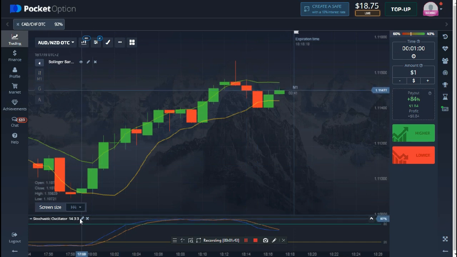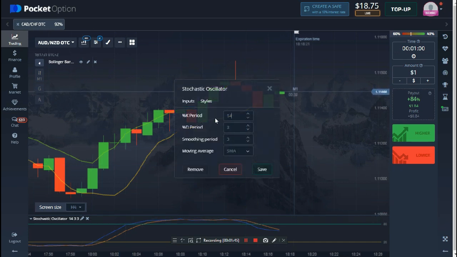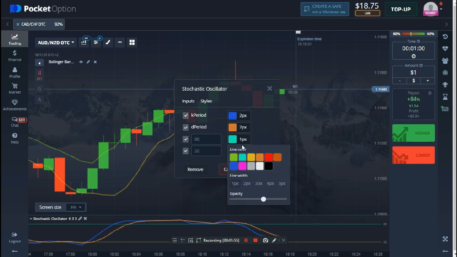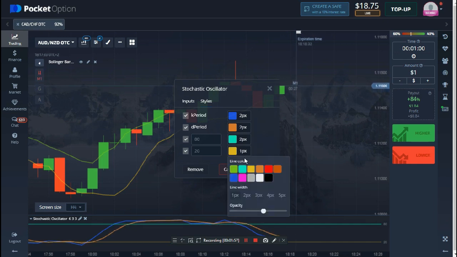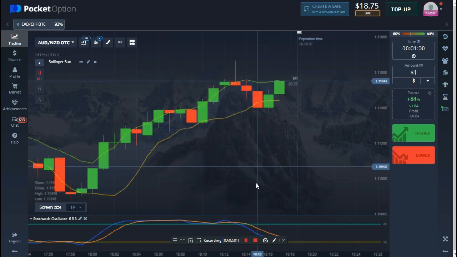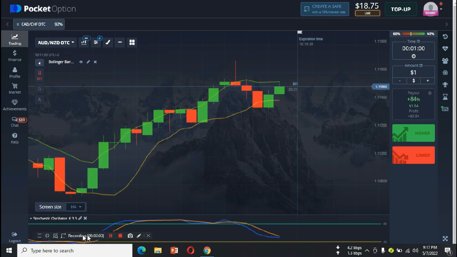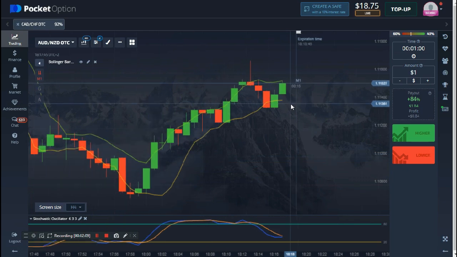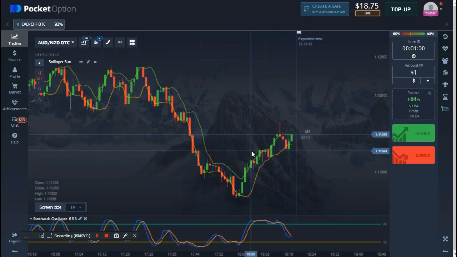Okay, the stochastic oscillator settings are also 5 to 6, and I am only using the thickness of 2px. Okay, the settings are just this, and it works. The trick is a simple trick.